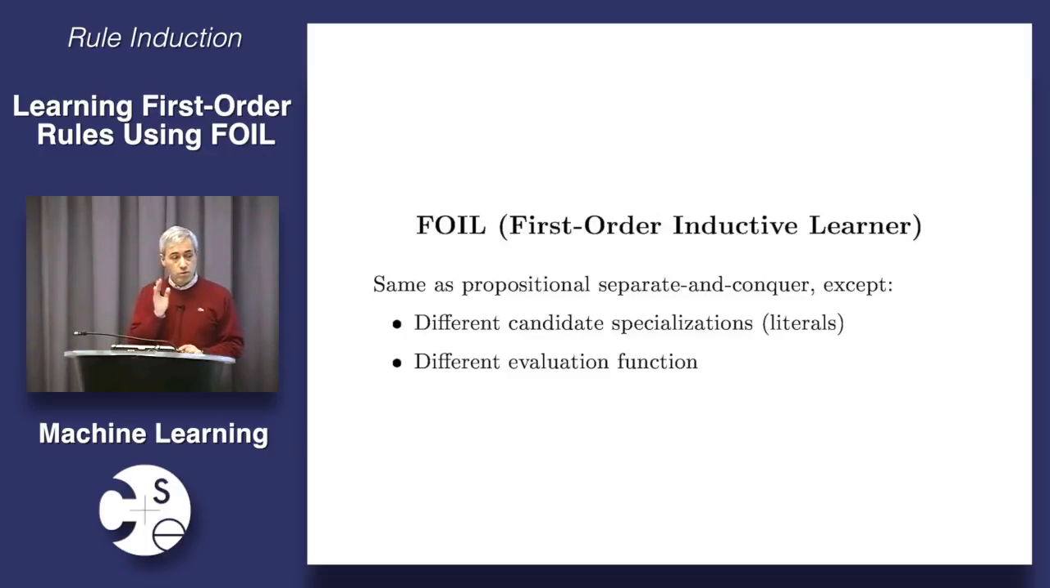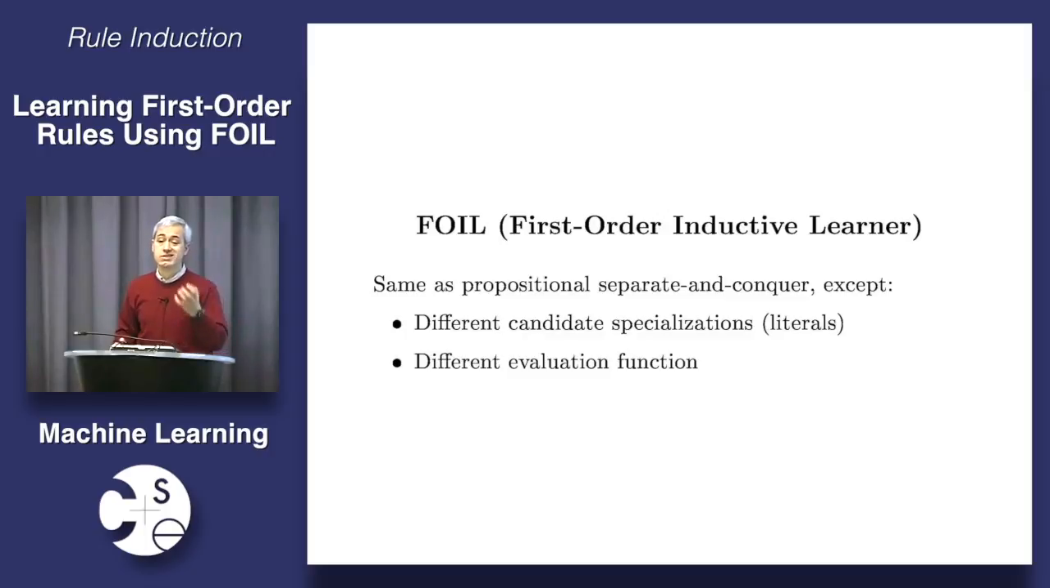So, what is Foyle going to be? It's going to be the same as our propositional separate and conquer method, but with two key differences. What are those two key differences? Well, think about the following. What we did when we were doing propositional induction was we look at all the possible antecedents, right? We try adding each one and then see which one works best, right? But we can still do that here.